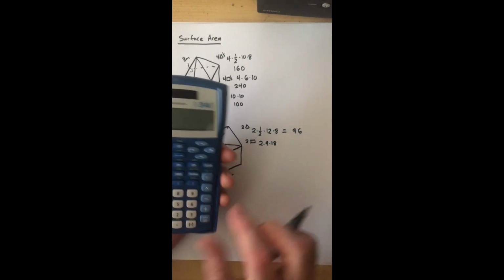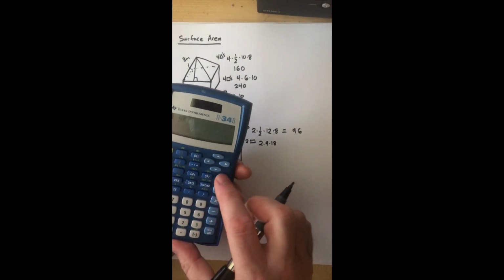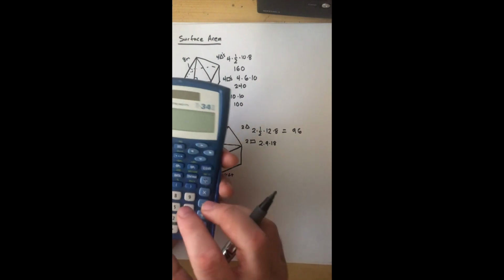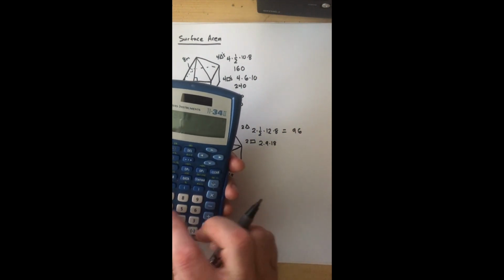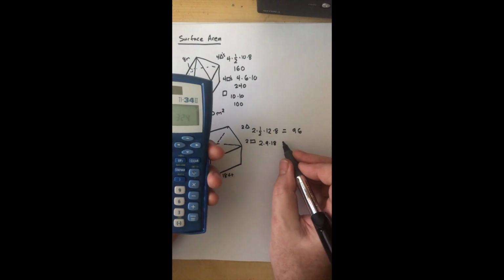So 9 times 18, basically. No, let's do 18 times 18. There's 18 times 18. That's 18 squared. I should know this one. It is 324.